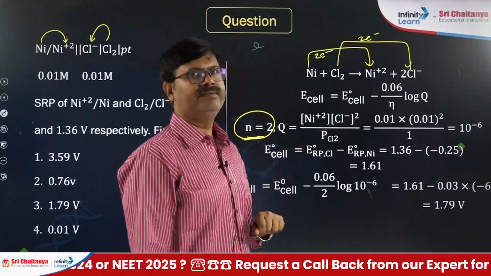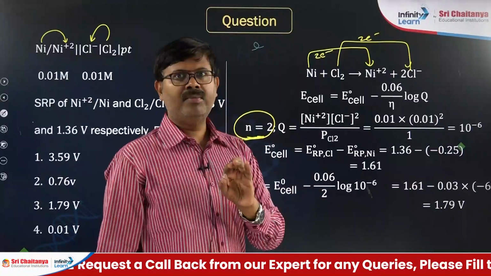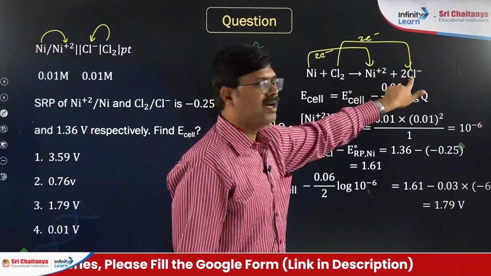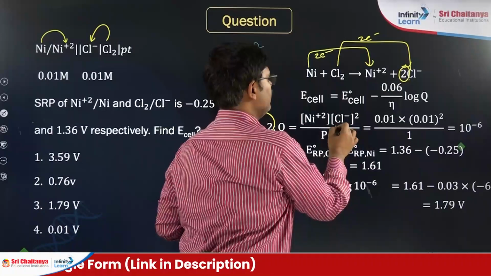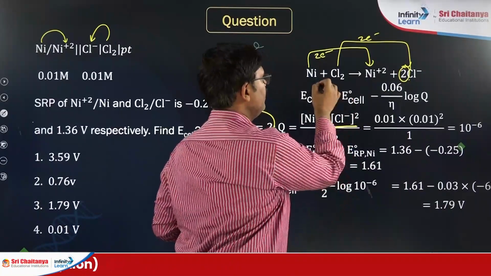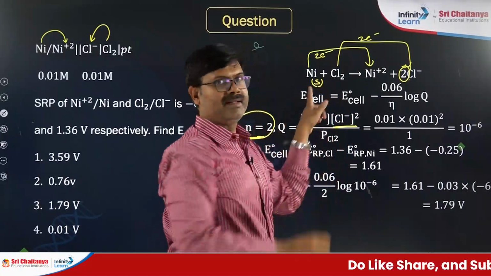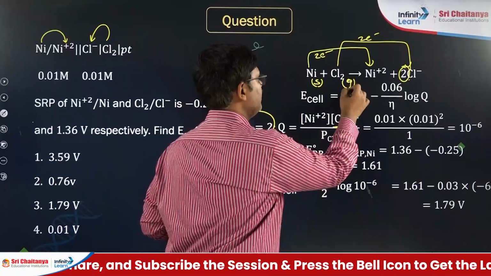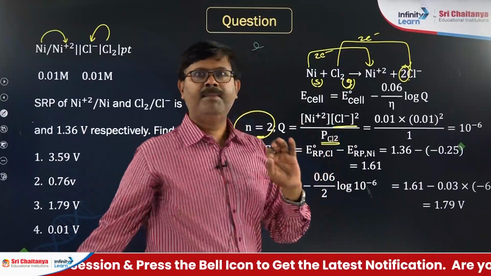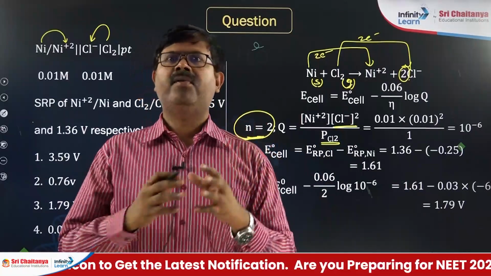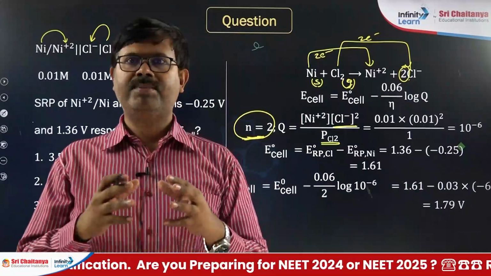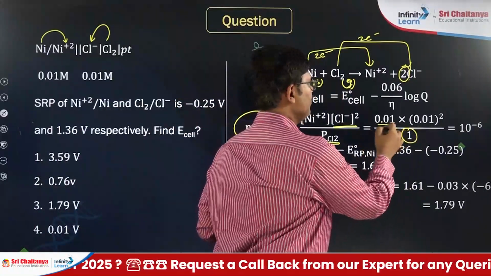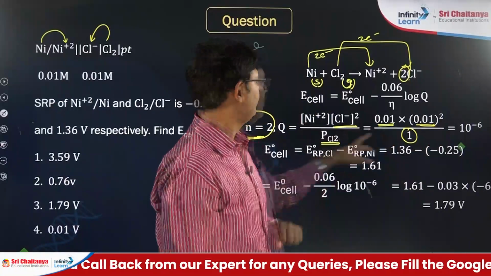Next, the reaction quotient. The reaction quotient is important for applying the Nernst equation. The reaction quotient is the products, Ni plus 2 concentration power 1, Cl minus concentration power 2, divided by the reactants. Reactant solid nickel we don't take, and chlorine is a gas, therefore for gases we have to take the pressure. Since in the question they have not given information about the chlorine gas pressure, assume it to be 1 atm. So 1 atm here, substitute the concentrations of nickel and chloride, and you will get the Q value.